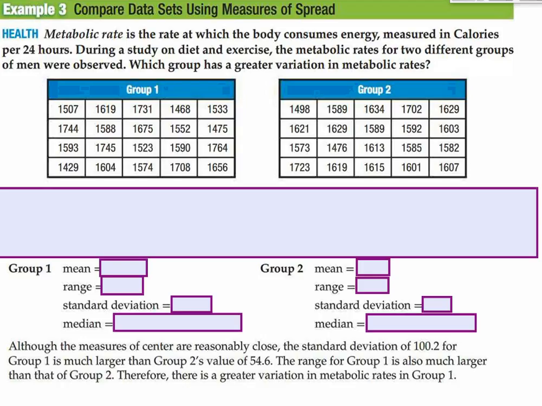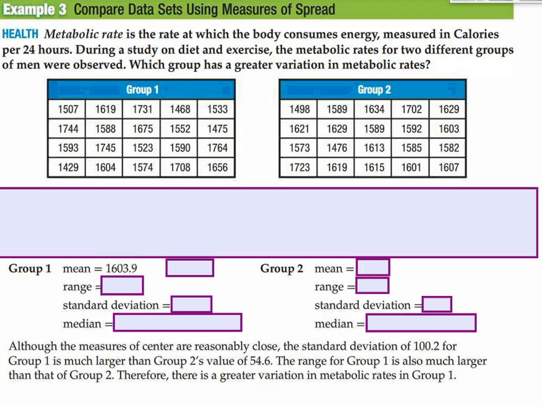And those pieces of data. So metabolic rate is the rate at which the body consumes energy, measured in calories per 24 hours. During a study of diet and exercise, the metabolic rates of 2 groups of men were observed. Which group has a greater variation in metabolic rate? And so this part right here goes through that using the one variable statistics to find those things.